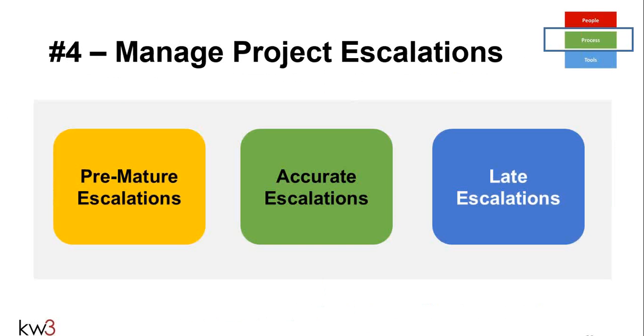And every project has it. It's just typical. In an ideal world, there wouldn't be escalations. There would just be your status report, and everything's on track. But how often do we find projects or programs that are running perfectly? So making sure you have this handled around premature, accurate, and late escalations is really key.